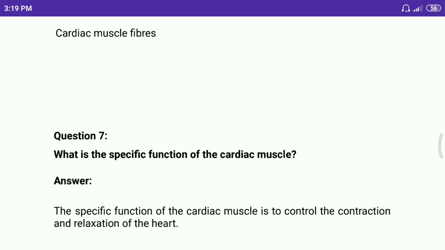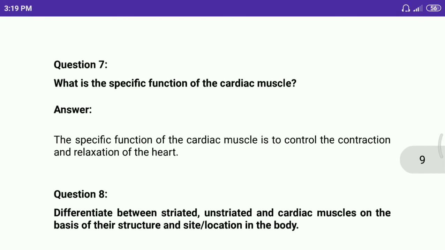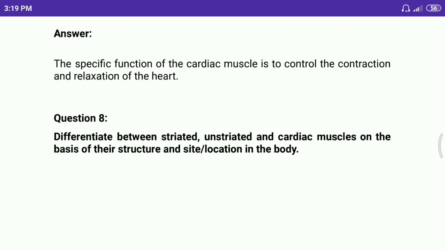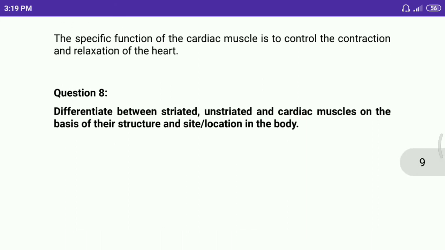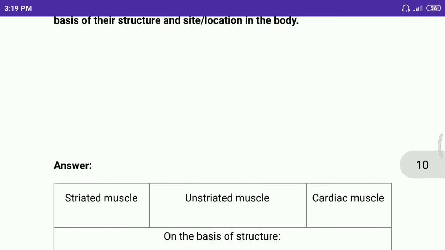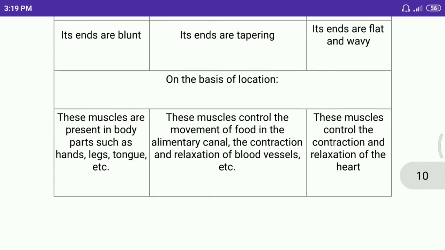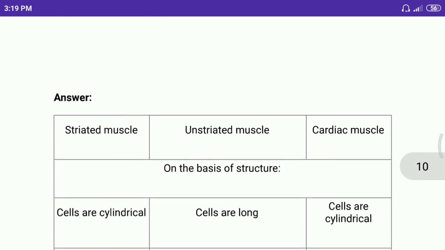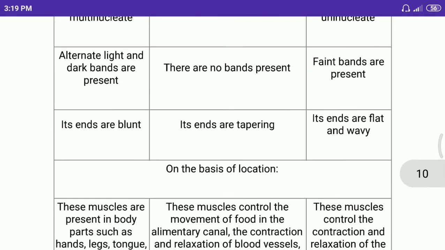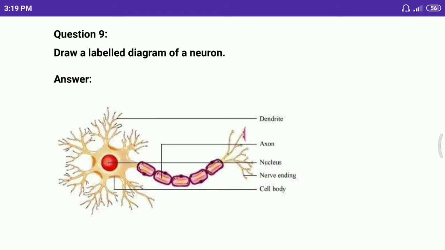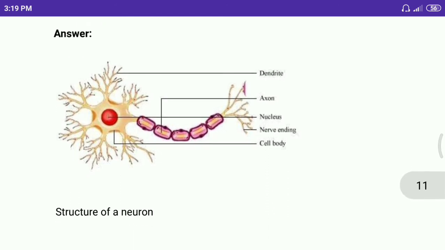Seventh question: what is the specific function of cardiac muscle? Answer. The specific function of cardiac muscle is to control the contraction and relaxation of the heart. Eighth question: differentiate between striated, unstriated, and cardiac muscle on the basis of their structure, size, and location in the body. Here are some diagrams. You can see there are differences. So we go forward. Question 9. Draw a labelled diagram of a nerve cell. Here is the nerve cell diagram.